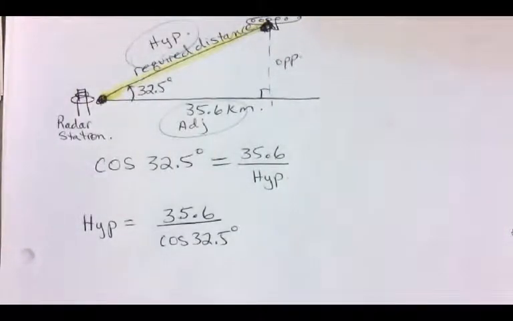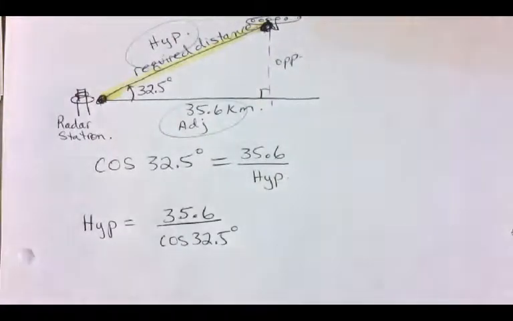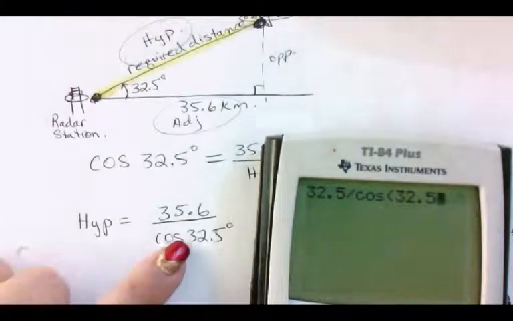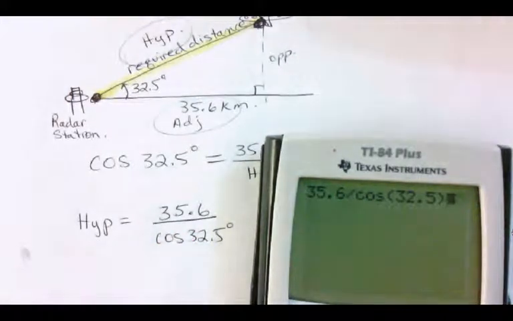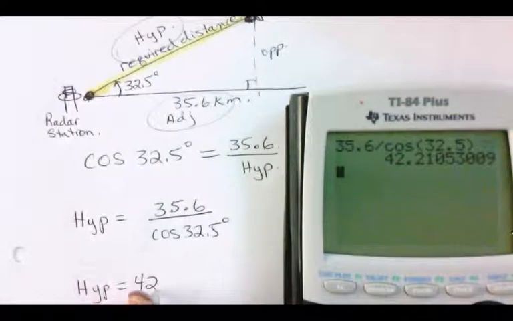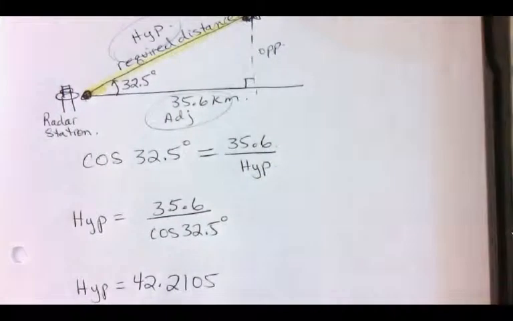Are you okay with me kind of skipping a step to write that down? Okay. So let's get in here. 35.6 divided by cosine of 32.5. Wait, I typed in one of the numbers wrong. 35.6. Does that look better? Yeah? Okay, here we go. I get 42.2 for the hypotenuse. And then let's finish it off with a sentence.